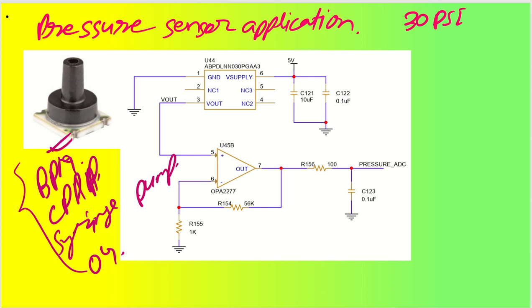For that, I have taken a 5 volt input supply, and this V output is going to the amplifier. This amplifier is going to amplify the input 57 times, and this is going to one low pass filter and then to the pressure sensor ADC. So this is also going to get connected to my ADC.